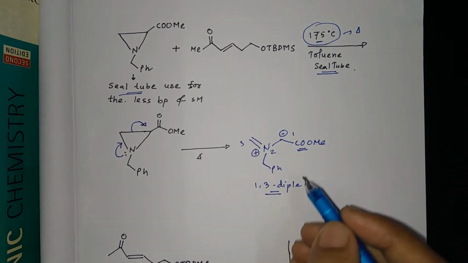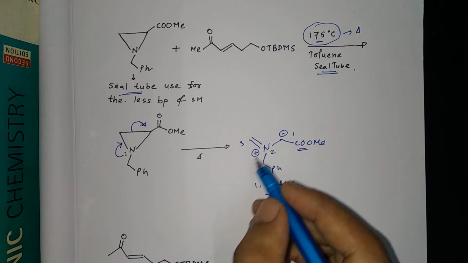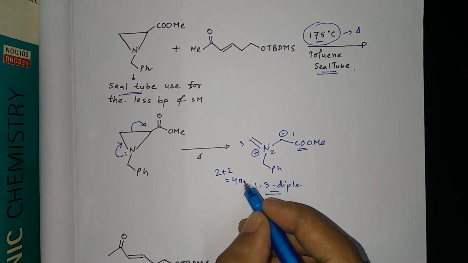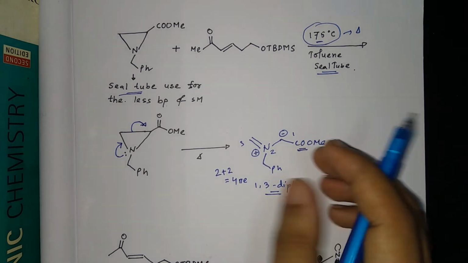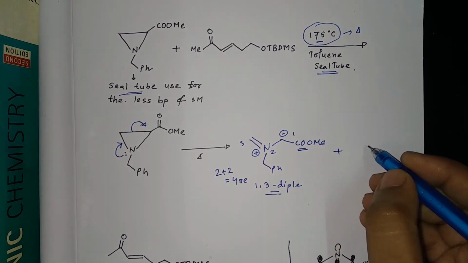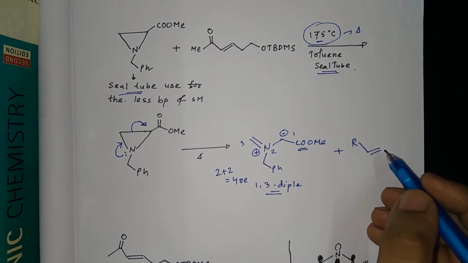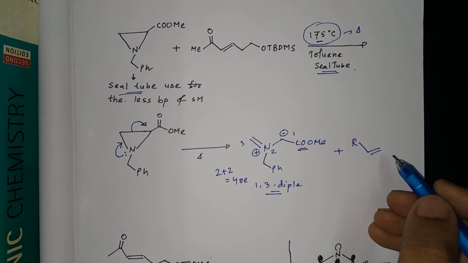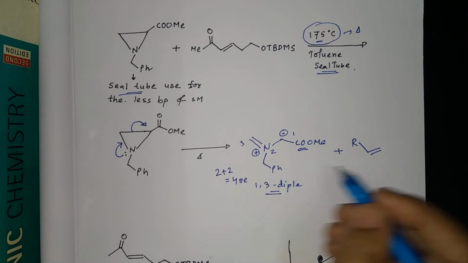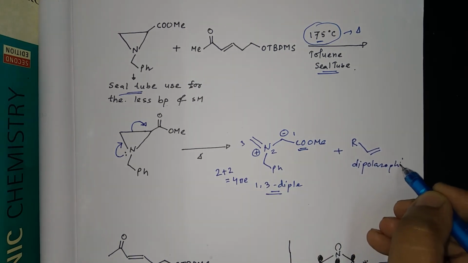So this 1,3 dipole has how many electrons? This C double bond N has 2 electrons and this negative charge has 2 electrons, so total it has 4 pi electrons. Okay, so now when it goes for a 3+2 cyclization reaction, the other partner will be an alkene, any alkene. So this alkene, in case of the Diels-Alder reaction, we know this is called dienophile, but for this type of reaction this is called dipolarophile.